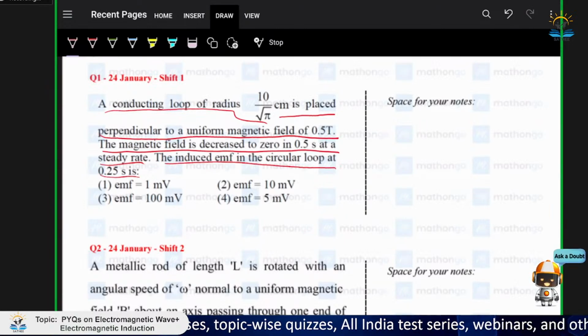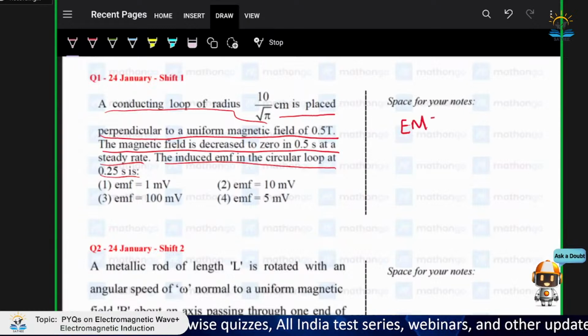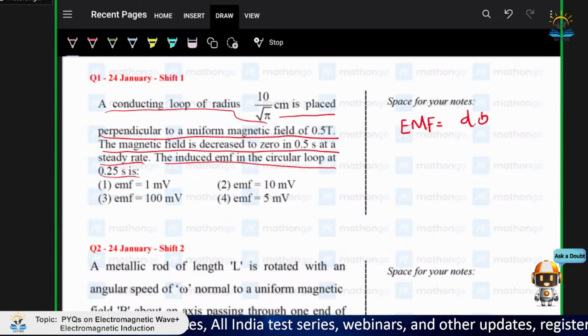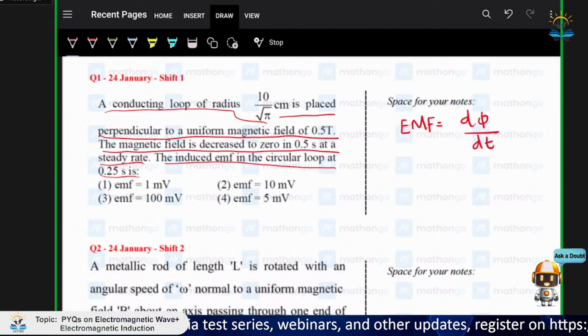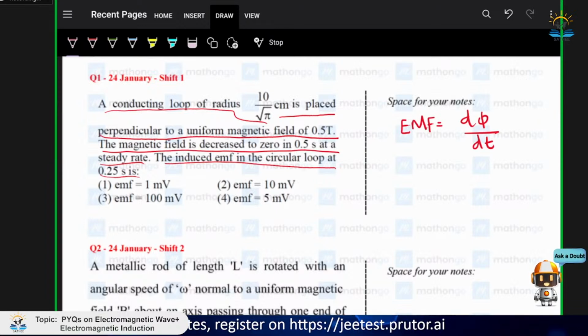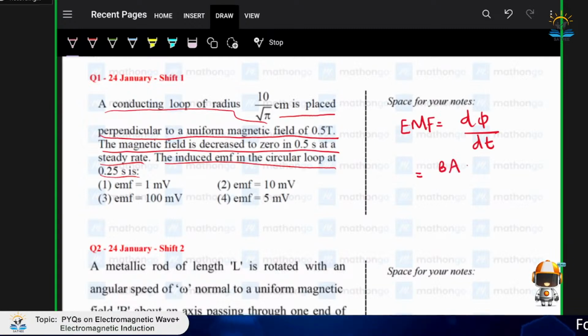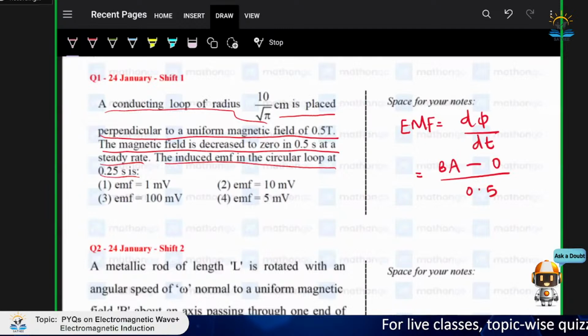So the induced EMF we can write as d phi by dt, everybody knows that. It is a perpendicular uniform magnetic field, and the magnetic field is decreased to zero in 0.5 second at a steady rate. So the change in flux will be, first we have B into A, and then the magnetic field decreases to zero. And for that we have to find out now BA.